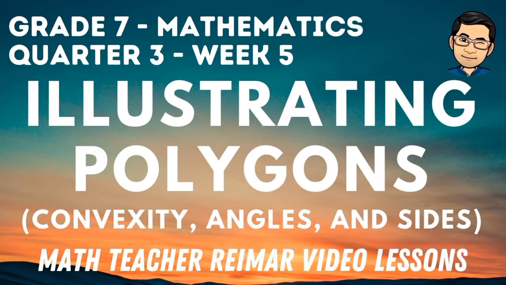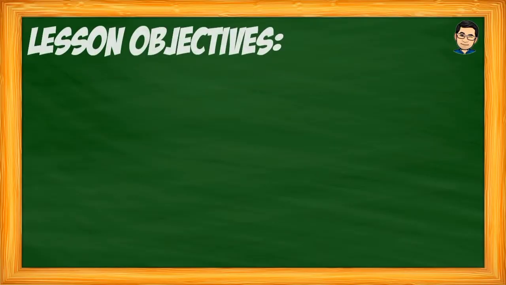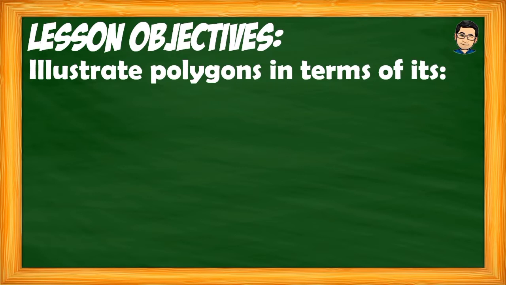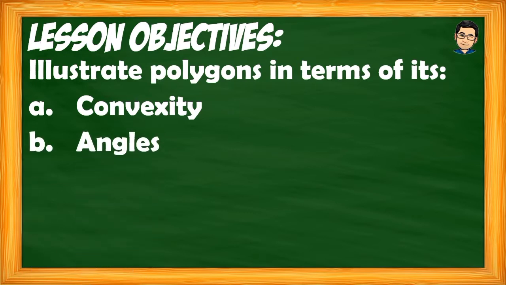For this lesson, we will be illustrating polygons in terms of their convexity, and in terms of angles and sides. So for our lesson objectives, we will illustrate polygons in terms of, first, again, convexity. Next, in terms of angles. And then finally, in terms of sides.